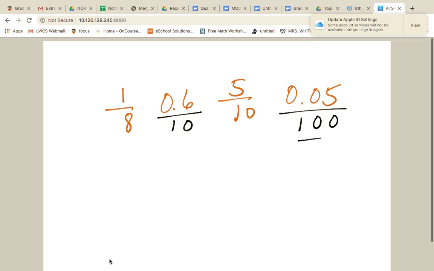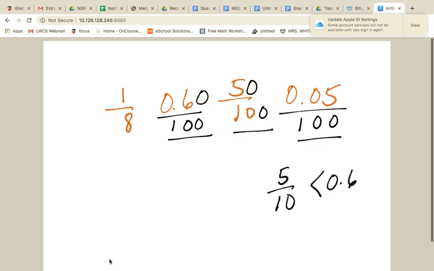But I do have this 100 here. I might need to change these fractions to over 100. So by doing that, I add a 0 to the top and the bottom because I'm multiplying them both by 10. Same thing here. And now I'm able to tell that 5/100 is less than 5/10 and 5/10 is less than 0.6. I know at this point the 0.6 is the largest. Next is going to be the 5/10 if I put it back in the original form.